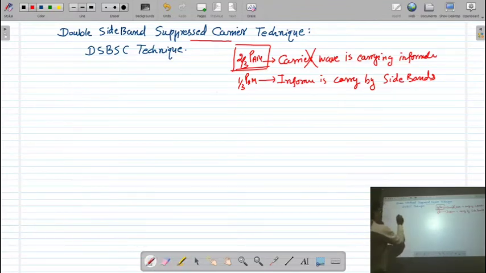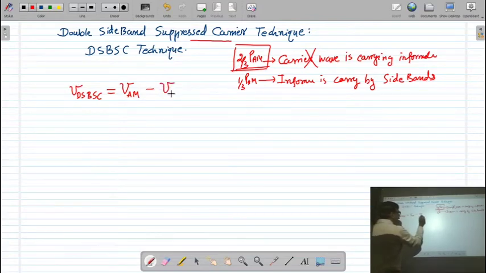So if I want to write the expression for a DSBSC signal, then we can write the expression for the amplitude modulated wave and then subtract the carrier. So from the total modulated wave, the carrier is subtracted. Now in an amplitude modulated wave, you already know the carrier wave is there, the upper sideband frequency is there, and the lower sideband frequency is there, and therefore let us write the complete expression.